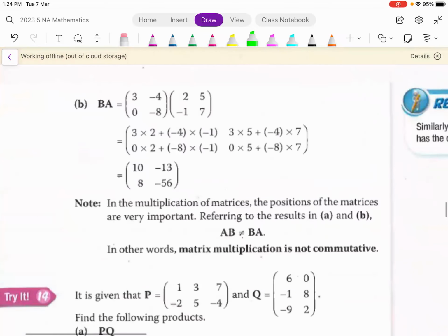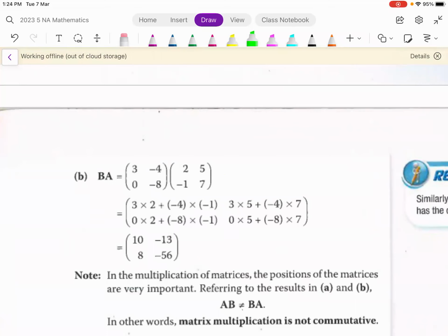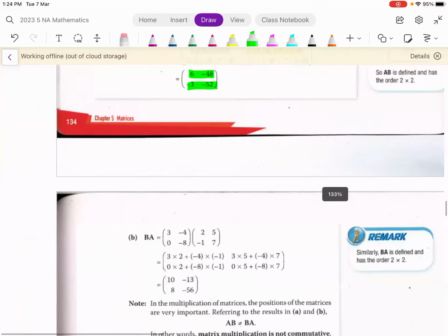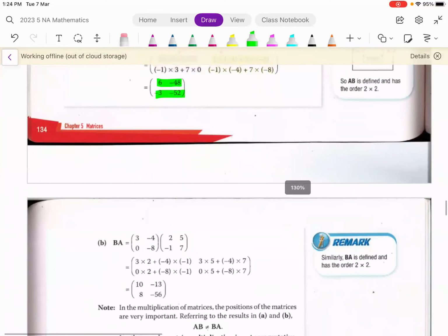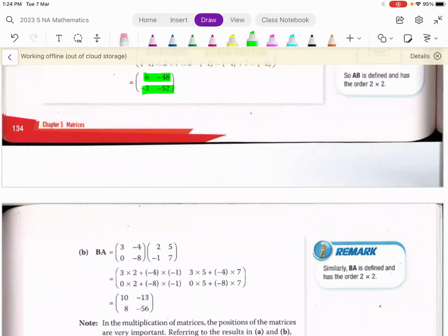And then we have this thing called B times A. Earlier on we did A times B. Now B times A, because they were 2 by 2 matrices for each of them, our final result is going to be still 2 by 2. But our answer for AB versus BA, so AB is highlighted in green, 6, -48, -3, -52, is entirely different from this matrix. They are absolutely different. So in primary school, we learned that 2 times 3 is the same as 3 times 2. In algebra, it is also the same. But when it comes to matrix multiplication, it is not the same. It may happen that they have the same result, but in general, they are not the same.